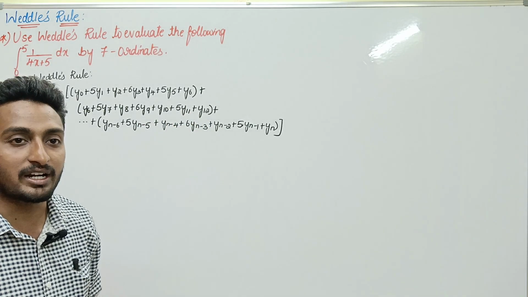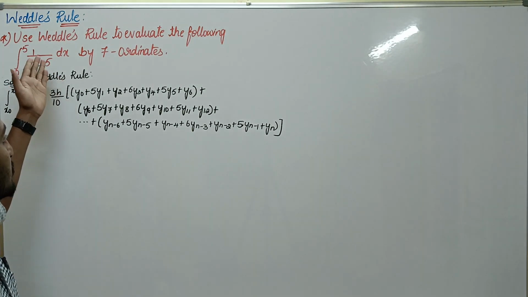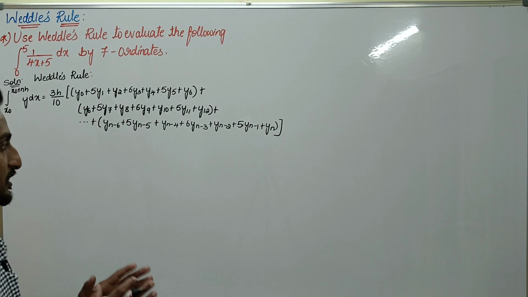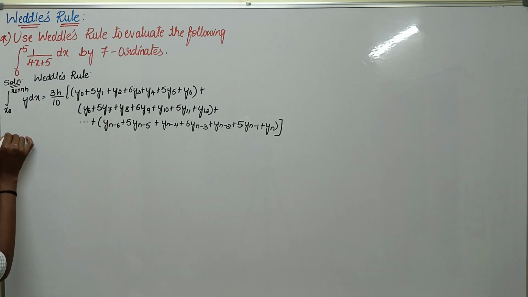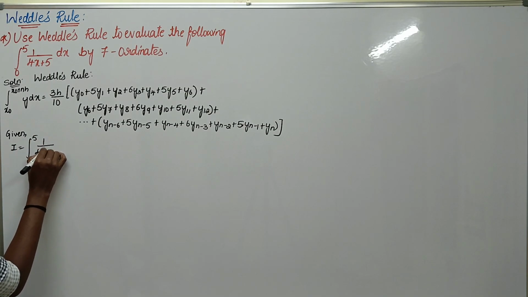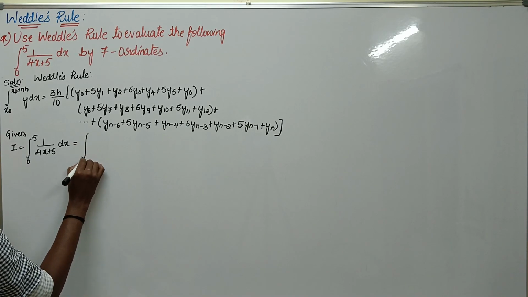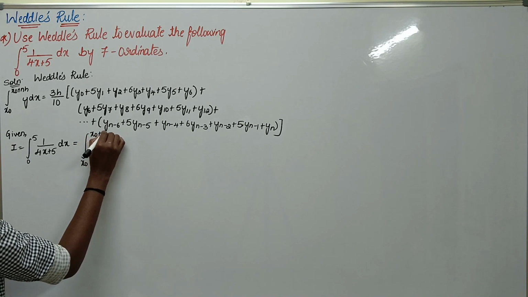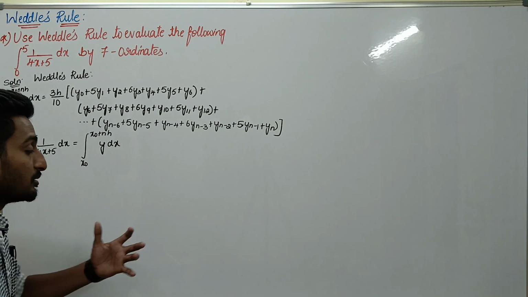Consider this Weddle's rule formula itself, we are going to represent the solution of the integral function 0 to 5, 1 by 4x plus 5. How? First let us see. After representing the Weddle's rule formula, let us represent the given integral function. What is given? I is equal to integral 0 to 5 of 1 by 4x plus 5 dx. This we can represent as x naught to x naught plus n into h, y dx. Let us represent term by term.